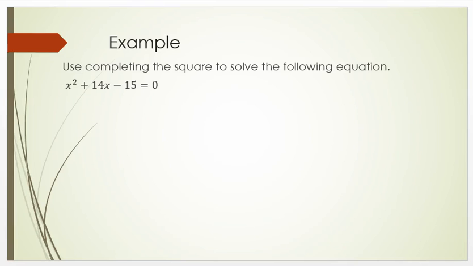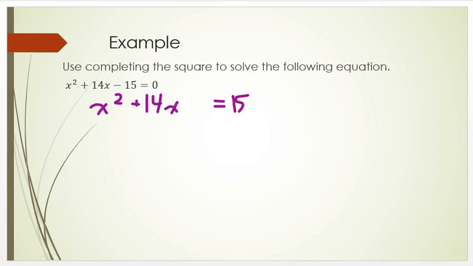Now let's look at a quick application of completing the square. In this case, I'm going to use completing the square to solve an equation and figure out what x equals. Our first step is to get things into the appropriate form so that we can use completing the square. So for this problem, I need to move that -15 to the opposite side of the equation. So opposite operation, the opposite of subtracting is adding 15.